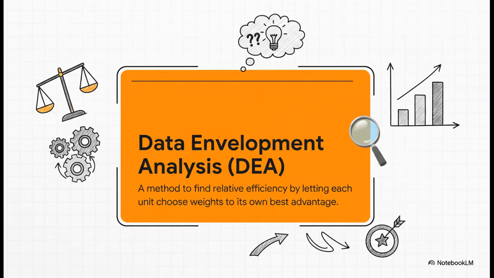So what is this DEA thing exactly? Well, it's a method for calculating relative efficiency. And here's the genius part. It lets each of our sales offices pick for themselves how important the budget is versus how important team size is.